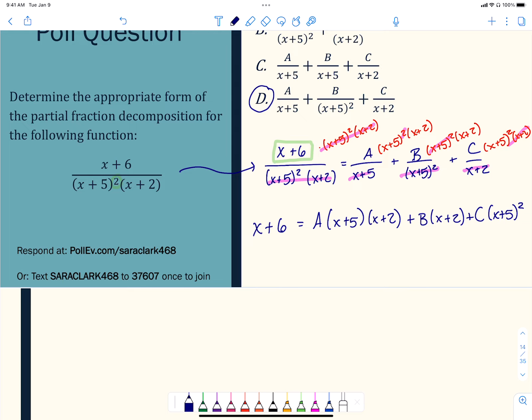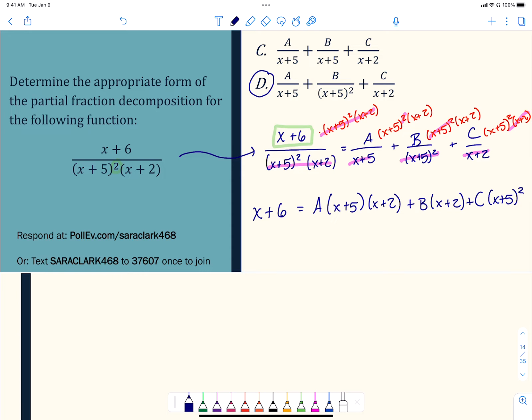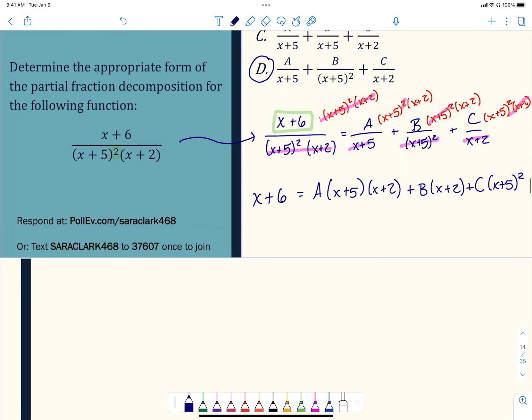Now, this is one where we're going to have a little bit of a harder time using that strategic substitution, but it's not going to be too bad. We still can use it. So let's see what happens here. Again, we're going to substitute in those numbers that make our denominator 0. So in the case of this problem, x equals -5 and x equals -2. So let's go over here for x is equal to -5. And remember, you're plugging it into both sides of your equation.